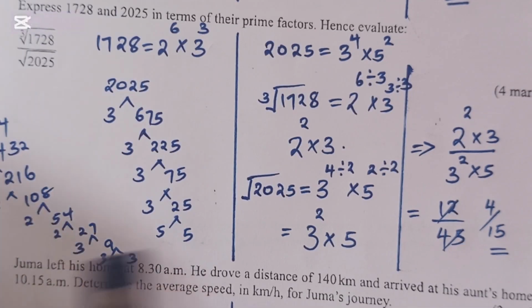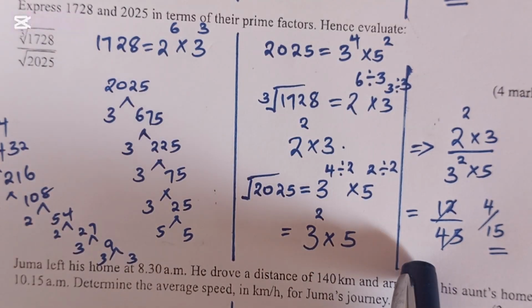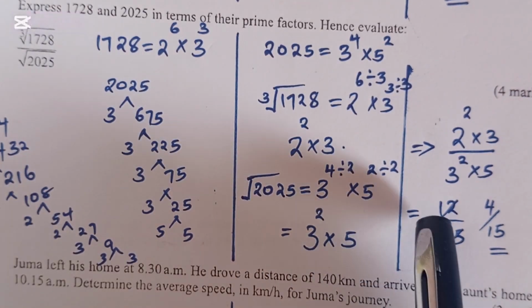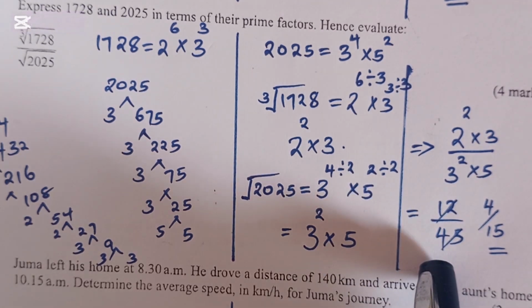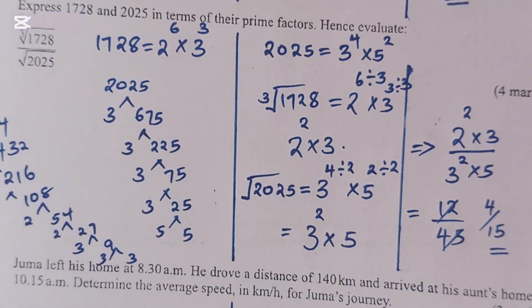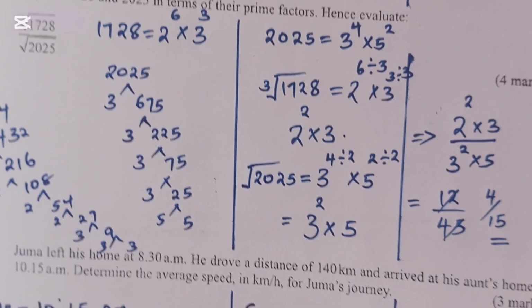If we take 12 divided by 45, we are going to simplify. 12 by 3 is equivalent to 4, and 45 by 3 is equivalent to 15. So our final answer becomes 4 over 15. This brings us to the other question.